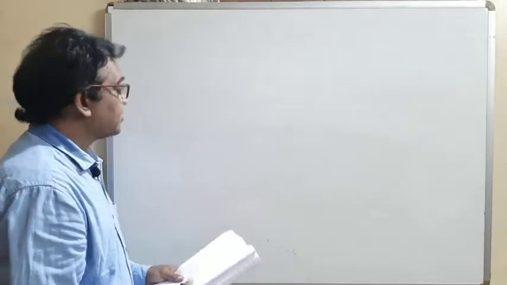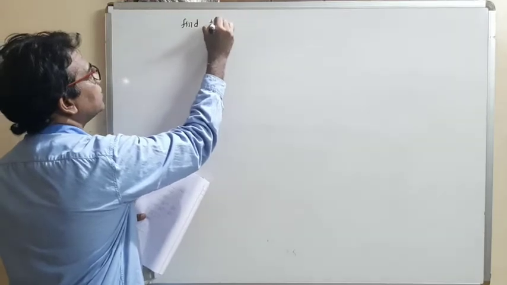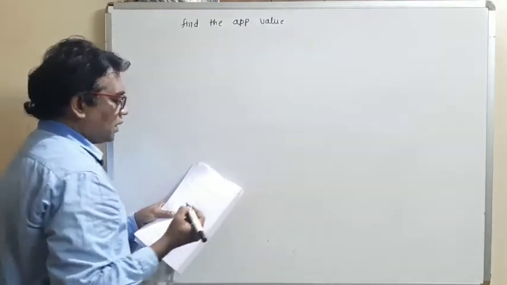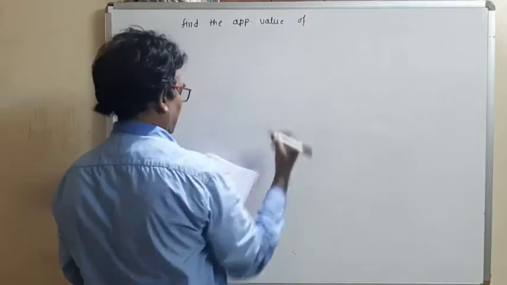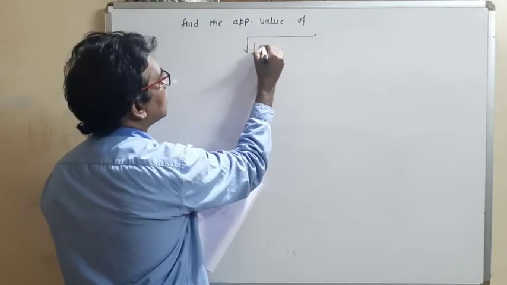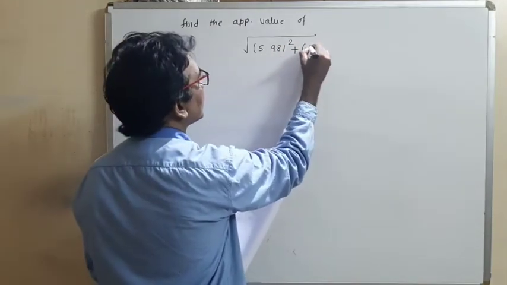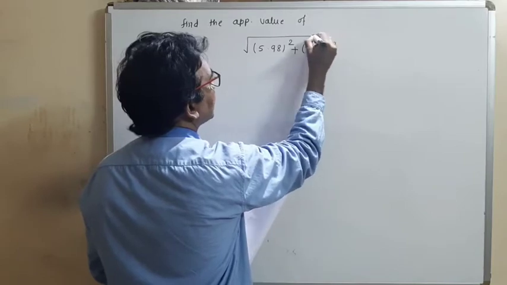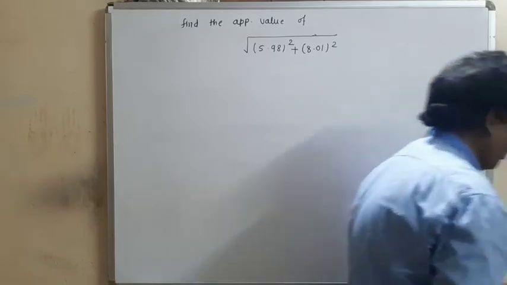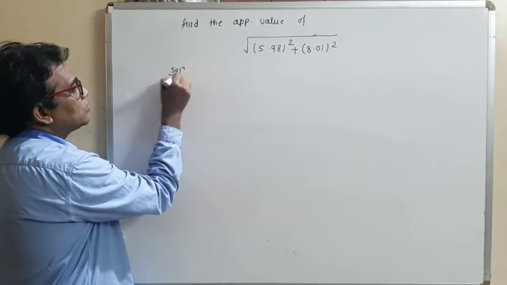Now let us take the third example. So write down the third example. Find the approximate value of the function under root 5.98 square plus 8.01 bracket square. So write down the solution.